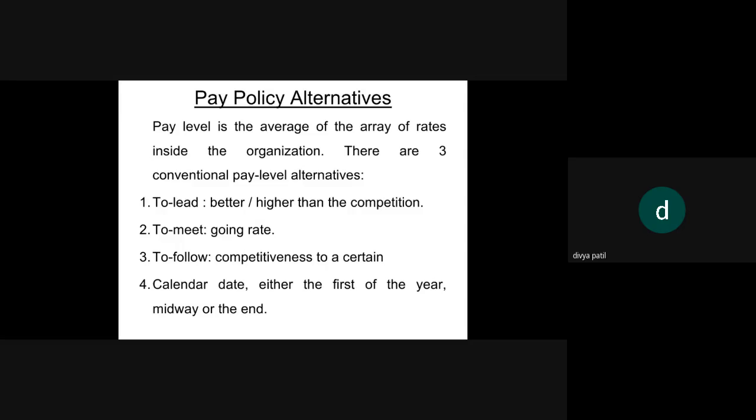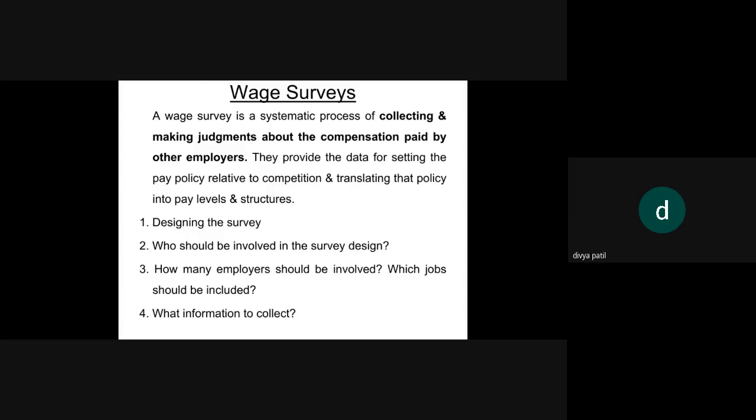And you can take a calendar date, either the first of the year, midway, or the end of the year. See what changes can be brought into the compensation and the strategy related to that. I was telling you, if you want to alter, meet, lead, or follow as a pay policy, these are the alternatives you can follow for your compensation strategies within the organization compared to the competitors.